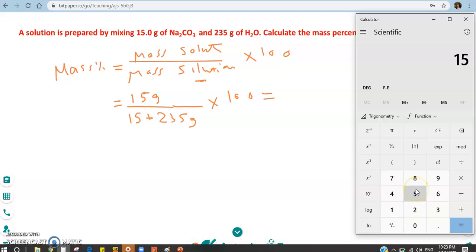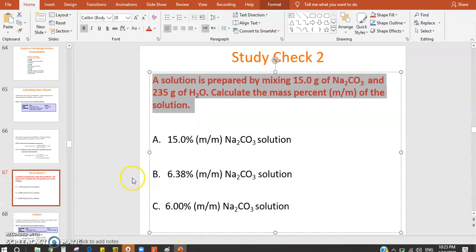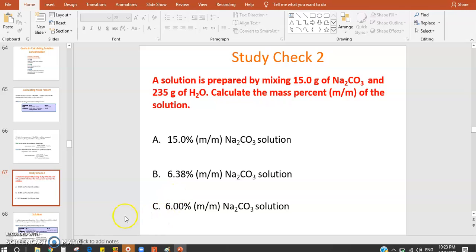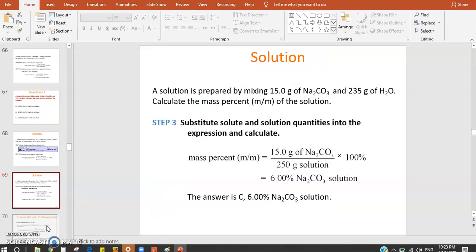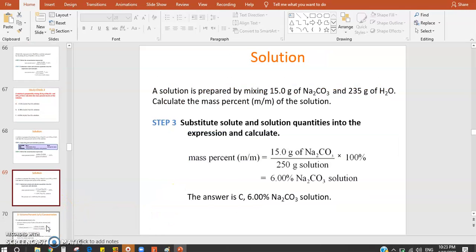150 divided by 250, I think. 250. So it's around 6%, which is the last one. So this is how to calculate mass to mass.